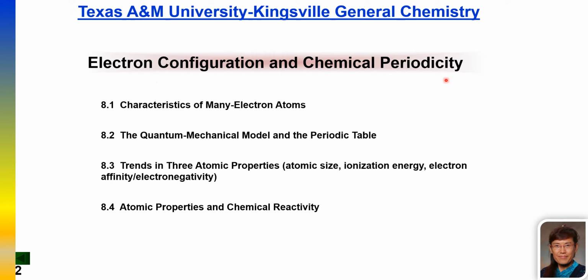Today, we are going to finish your Chapter 8 about the electron configuration and chemical periodicities. Today we are going to focus more on the three atomic properties: the atomic size, ionization energy, and the electron affinity. Briefly, I provided a summary for you to know about the behaviors of the different elements.